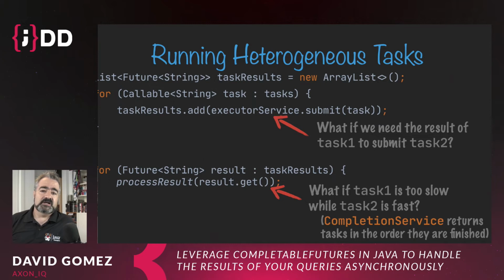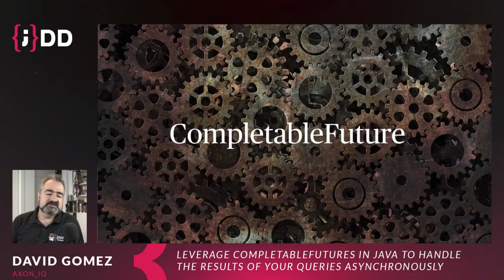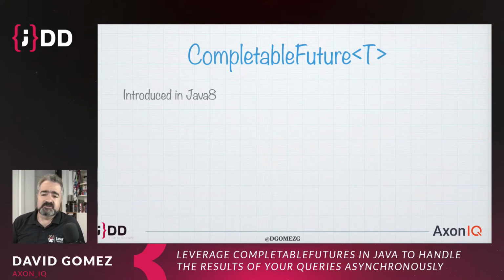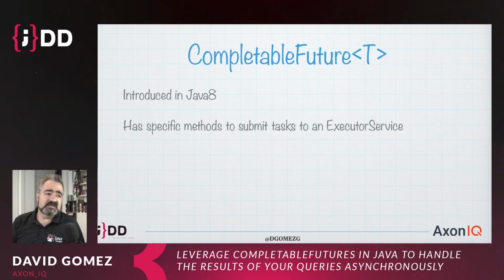So this is where the main purpose of this talk comes up. This is why the completable future was added in Java 8 also. So let's see how completable future helps us to deal with that. Completable future was added in Java 8, and the main thing is that it's going to take a different approach on how we are going to submit new asynchronous tasks to be run on that executor service.